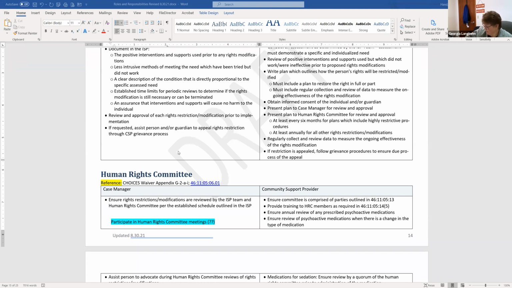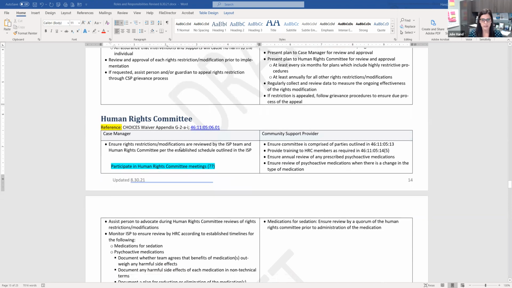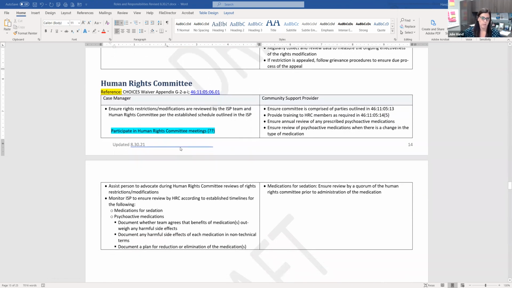All right. Okay, so let's step into the Human Rights Committee section. What we have here is just generally what's in rule and how that plays out on each side. So I think when we had first talked about this, there was some discussion about whether case managers participate in Human Rights Committee meetings. I don't know that that is time-wise a feasible option, but I think what we know is that there needs to be more involvement by the case manager in that restriction and approval process.